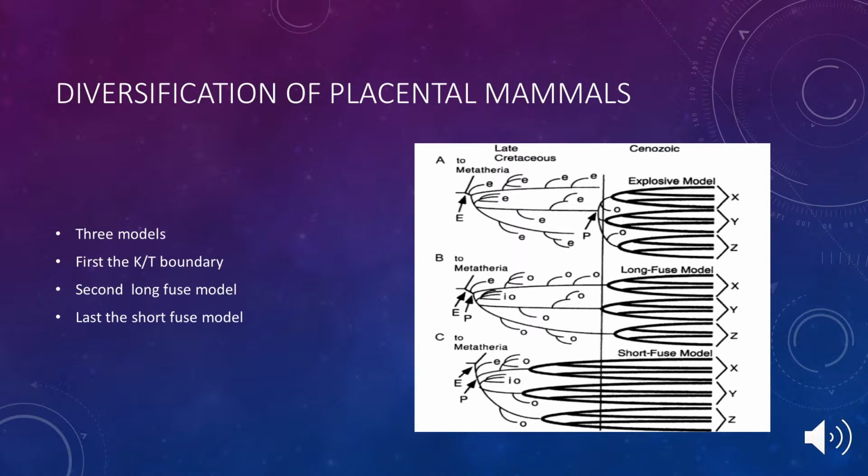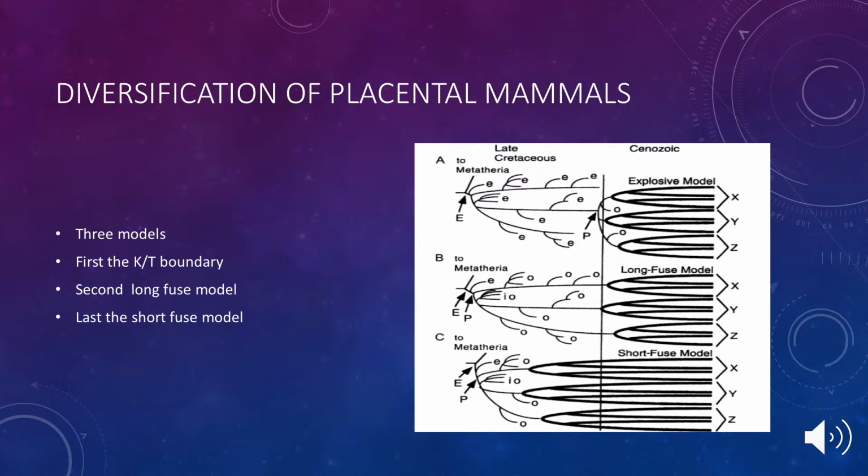The diversification of placenta mammals. There are three models, as you can see on the PowerPoint. The first is the KT boundary. Ten years after the KT boundary is when mammalians originated.